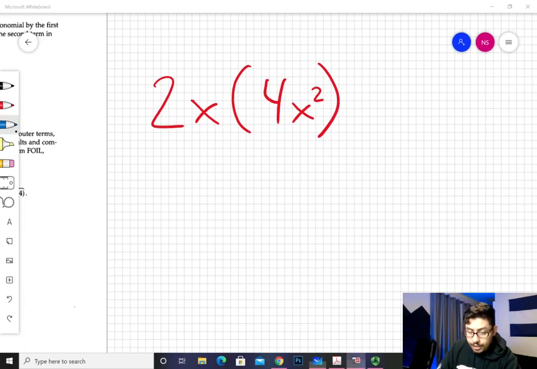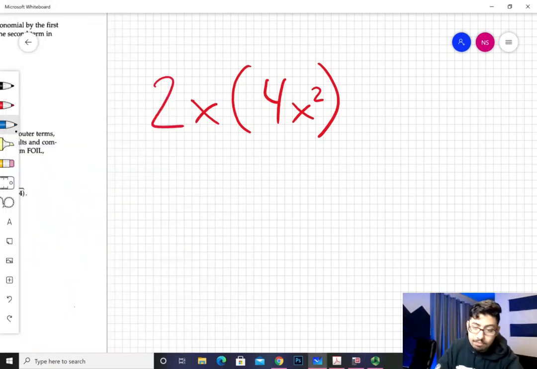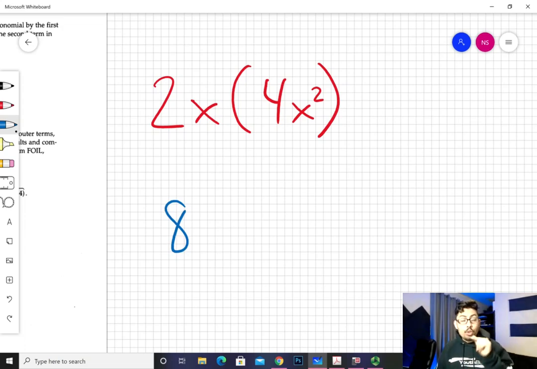You could get out your calculator. 2 times 4, 8. Don't have no shame in it. Please always use the calculator if you can. Always, always, always. And you should be downloading that GED calculator, so please go look at the video under the first module to see how to download the GED calculator on your computer. So the 2 times 4, the number part, creates 8.